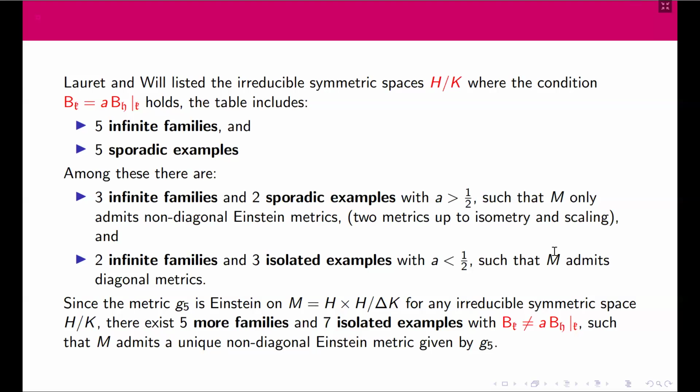Okay. Yeah, these non-diagonal metrics are really painful to compute Ricci. It's many pages of computation. And so with Cynthia, we only computed when H over K is a symmetric space, because that was already like 5 pages of computation. And then we don't have a formula for the Ricci tensor in general yet.